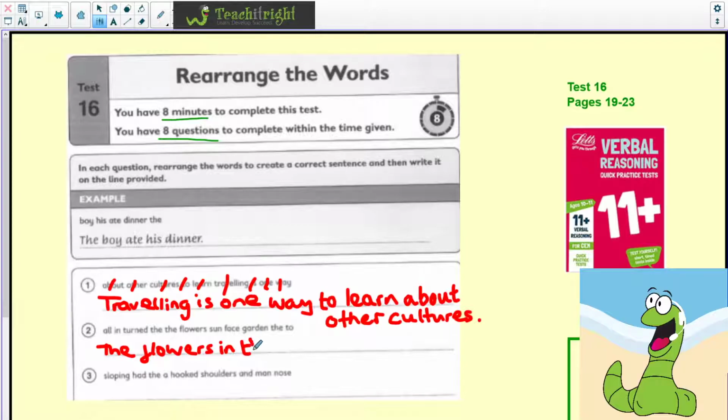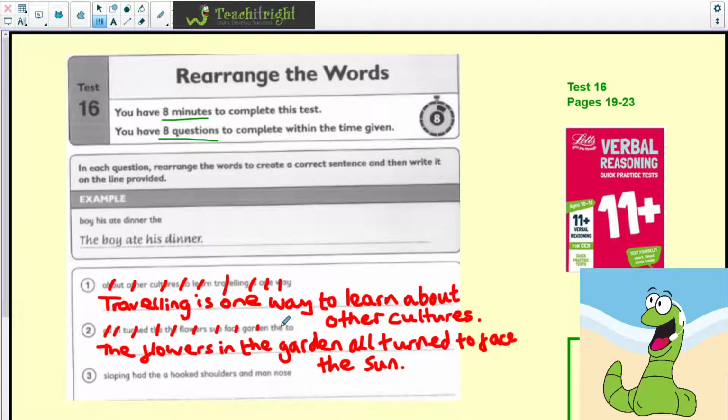The flowers in the garden all turned to face the sun. But as I did say to you, you can have the other sentence, which still makes sense, where you say all the flowers in the garden turn to face the sun. Okay? So if we can cross out all the words there that we've used, two thes, no, three thes in that sentence, aren't there? The, and the. Question 3.